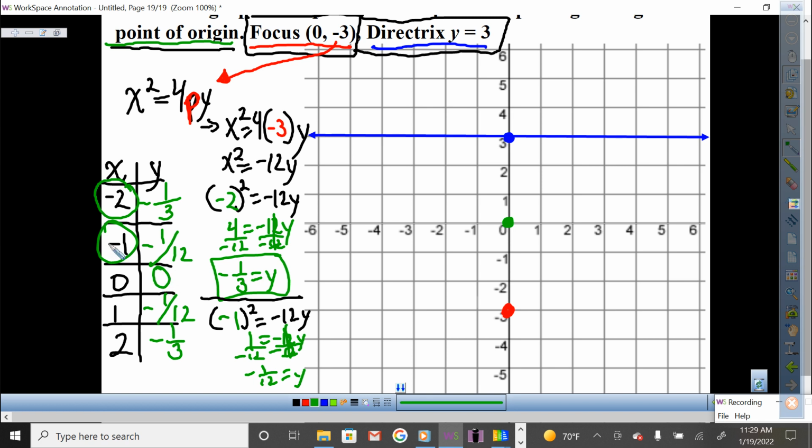Let's plot our points. Negative 2 and negative 1/3 is about right there. Next, negative 1, negative 1/12. Negative 1, negative 1/12 is very close to the x-axis, almost touching it. Then we got 0, 0 already there. And then it's just going to reflect. This one is going to reflect over here, and this one's going to reflect over here. And there's our parabola.